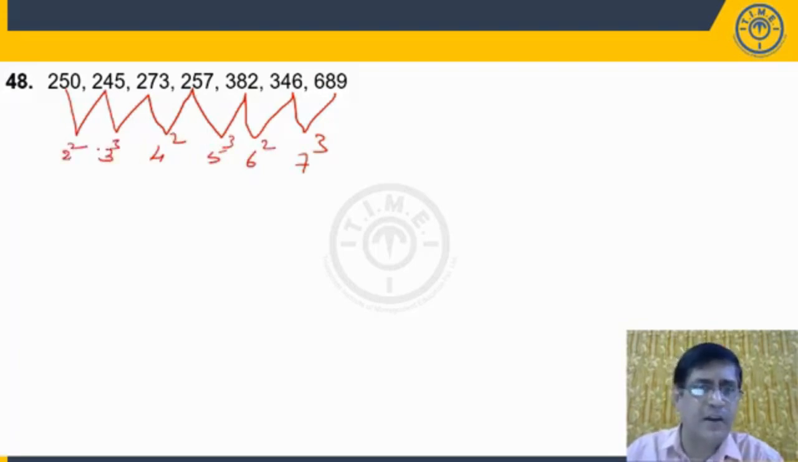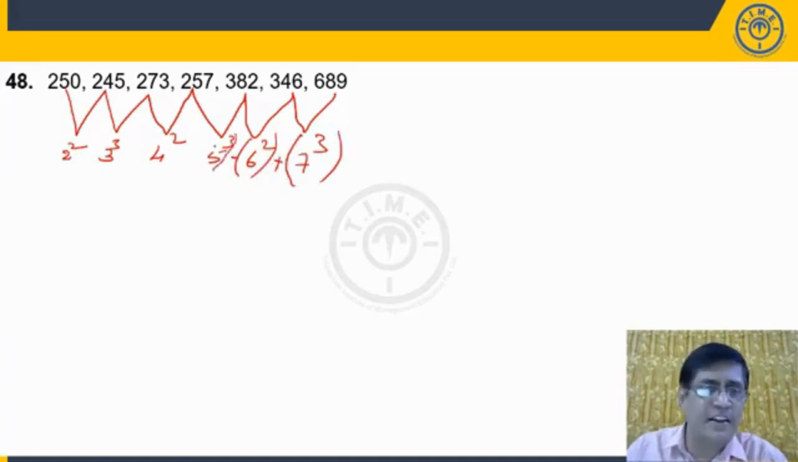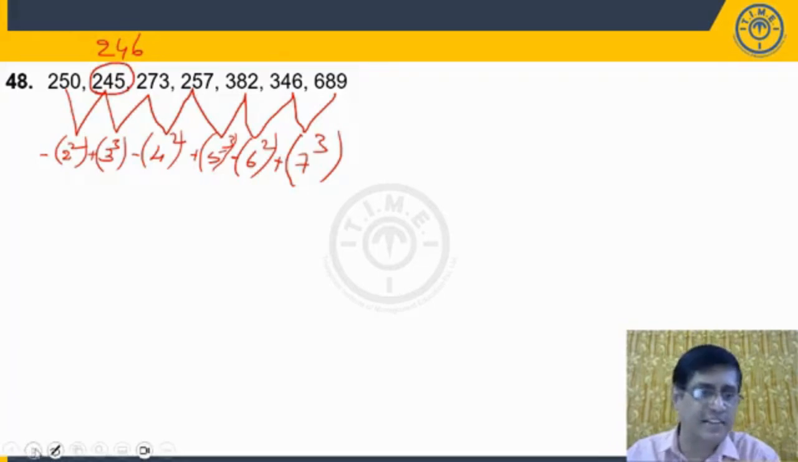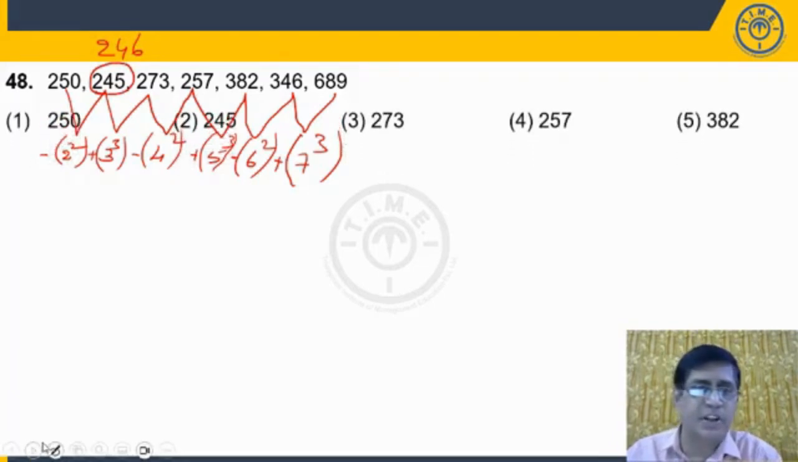here 3 cube and 2 square. Now is it an increase or decrease? Increase by 7 cube. Decrease by 6 square. Increase by 5 cube. Decrease by 4 square. Decrease by 4 means 250 minus 4, which is 240. 6 is the answer. So what is the right answer? The right answer is option number 2. The second choice is the right answer.